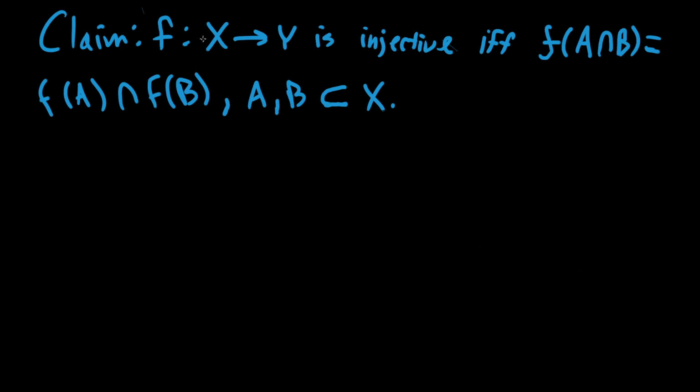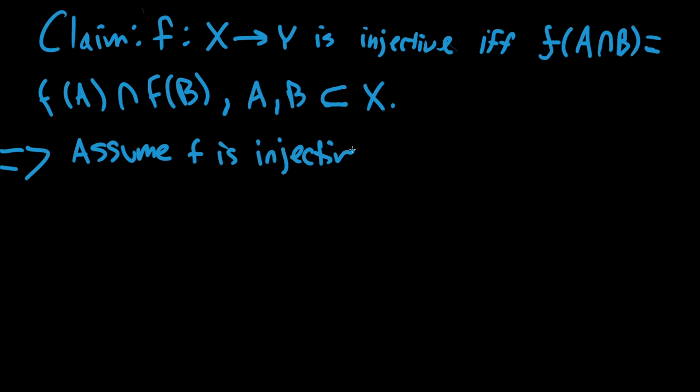Today, I want to prove that f is injective if and only if f of A intersect B equals f of A intersect f of B, where A and B are subsets of X. So let's go ahead and do the forward direction of this proof. We're going to first start off by saying, assume f is injective.